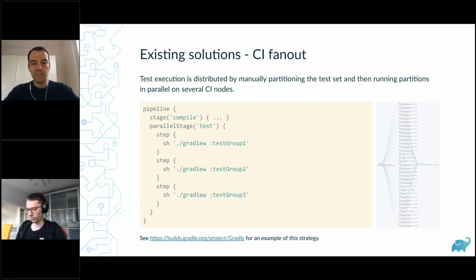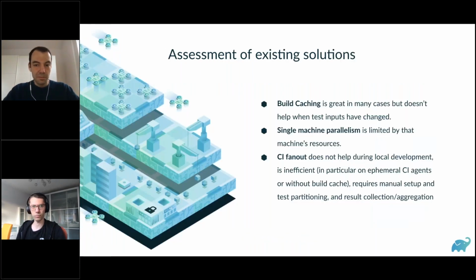So let's assess these existing solutions. Build caching is great in many cases, but as I said previously, it doesn't help you when the test inputs have changed. So especially for test tasks that can dominate the build time, build caching is not always the solution. It might still help for the compile tasks and other tasks that are really intense in time, but it doesn't help for tests if you have to rerun them. You have to pay the price. Single machine parallelism is limited by the machine's resources the build runs on, right? You cannot scale beyond your cores.